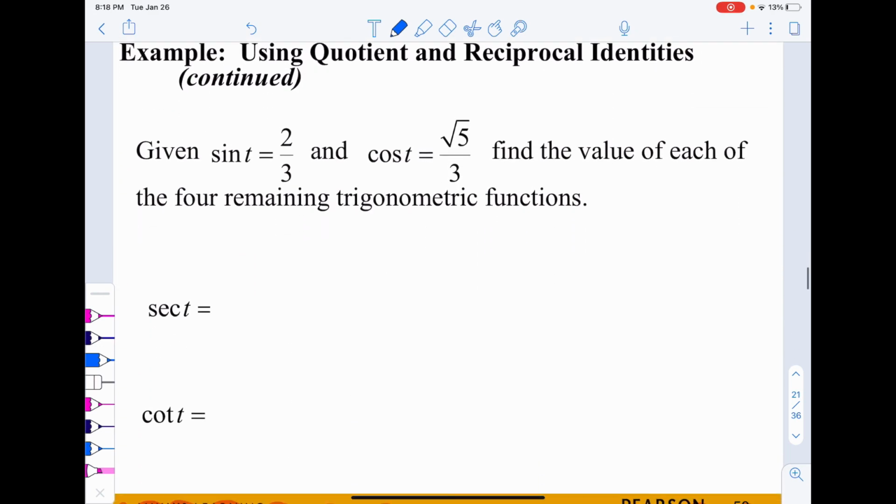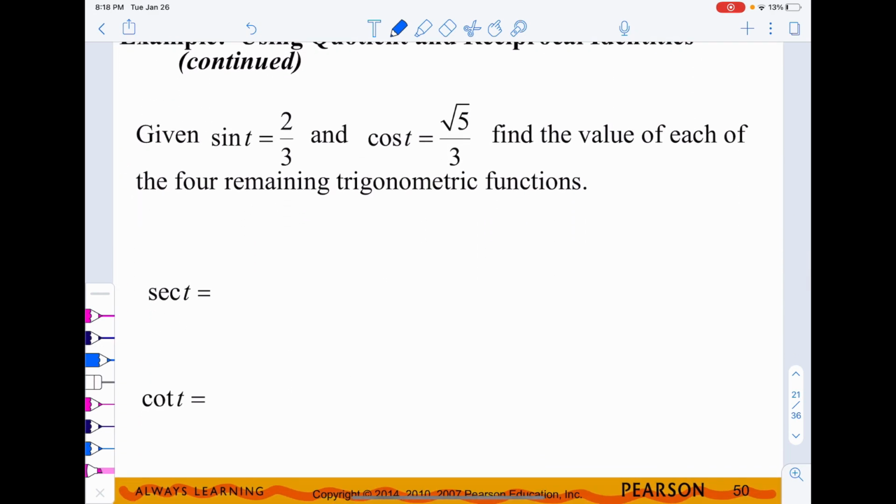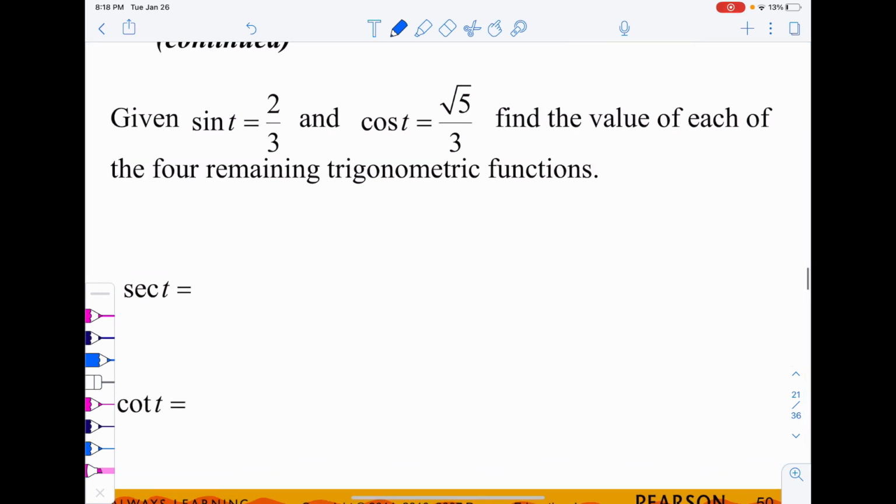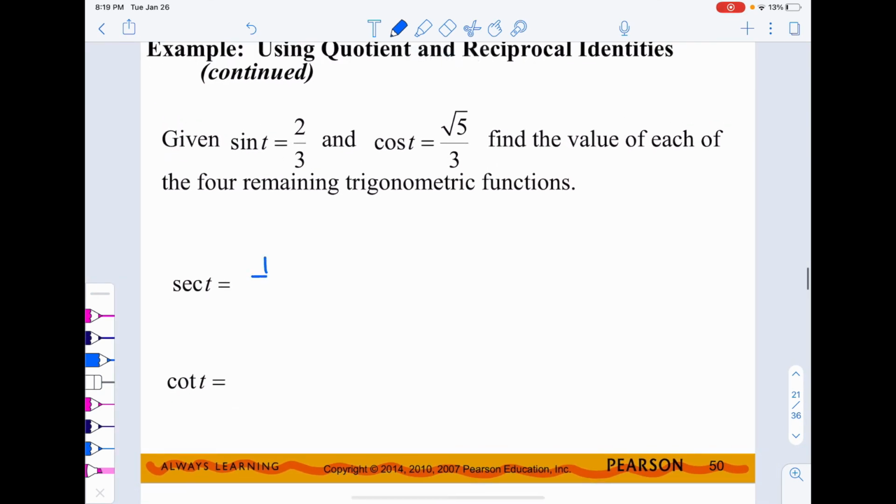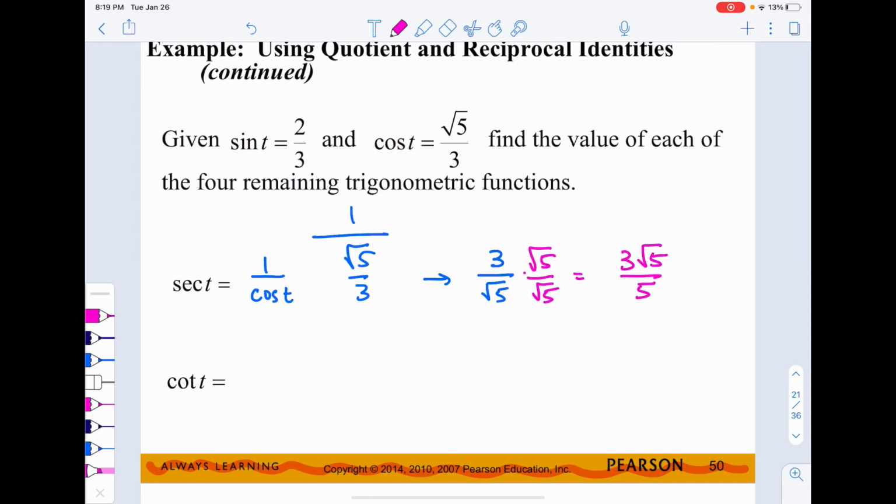If we were to find our secant of t, now our secant of t means that we're dealing with our 1 over cosine, or the reciprocal of the cosine function, right? So if I have a root 5 over 3, I'm going to have a 1 over the root 5 over 3, or just the reciprocal, which is a 3 over root 5. Rationalize that denominator, which means we have a 3 root 5 over 5.